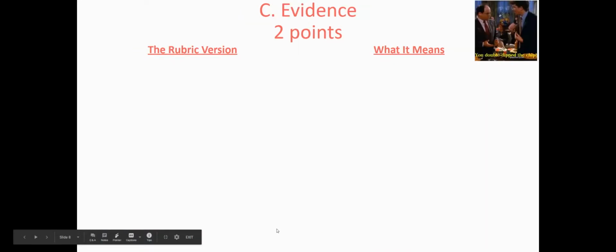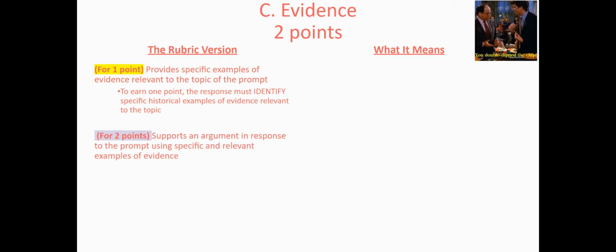All right. Evidence. These are your body paragraphs, guys. You can get up to 2 points for your evidence. For 1 point, you provide specific examples of evidence relevant to the topic of the prompt. You've identified specific historical examples. For 2 points, your argument is strong because you have specific and relevant historical evidence.